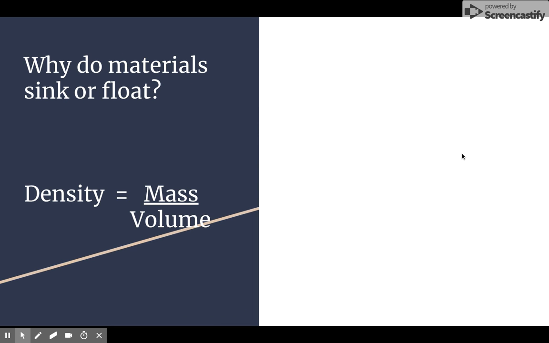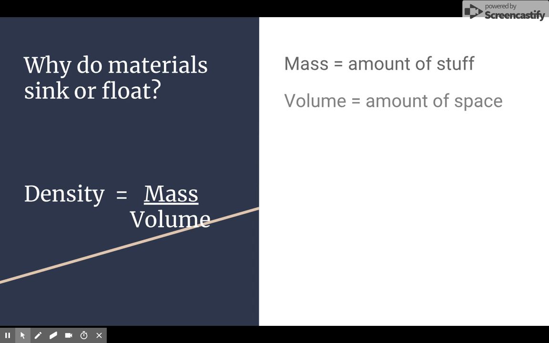So the first question I asked you was, why do materials sink or float? Well, that's determined by the density. So density is a ratio between the mass, which is the amount of stuff, and the volume, which is the amount of space. So if you have something that's really dense, think of a brick. It weighs a lot for how much space it occupies, and you would think of it as a dense material. Styrofoam, on the other hand, doesn't weigh a lot for the same amount of space, and you'd say that that's much less dense.